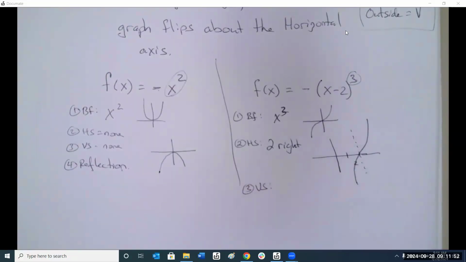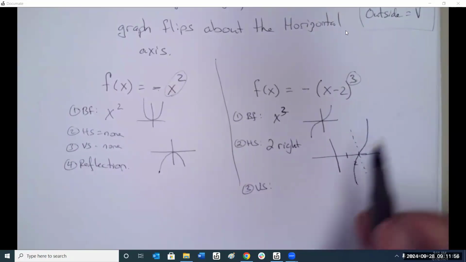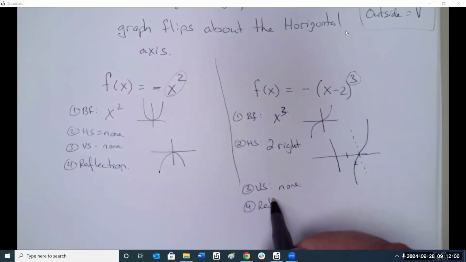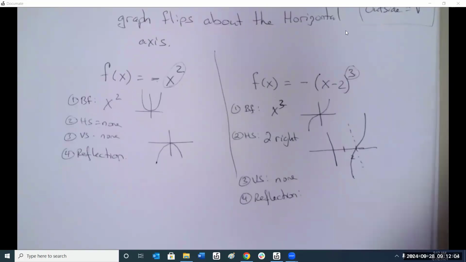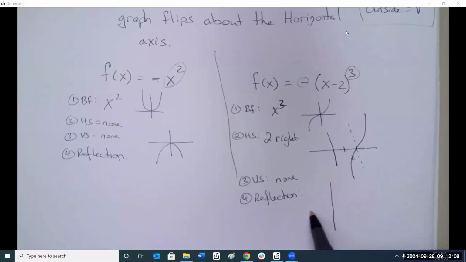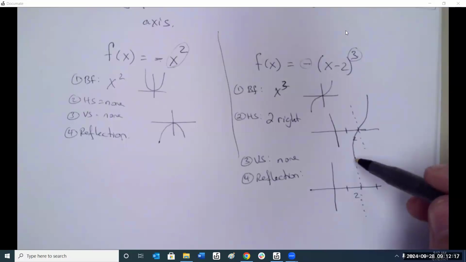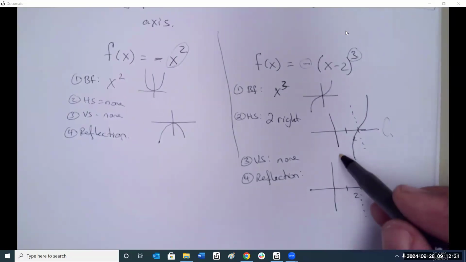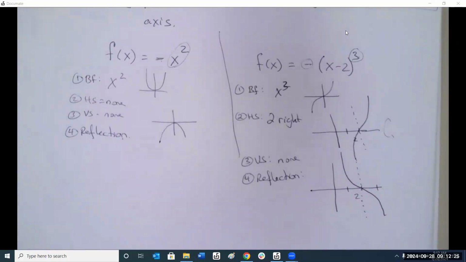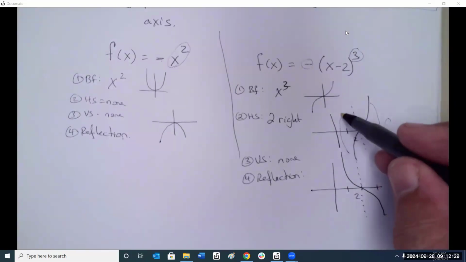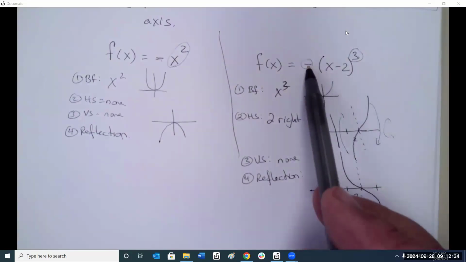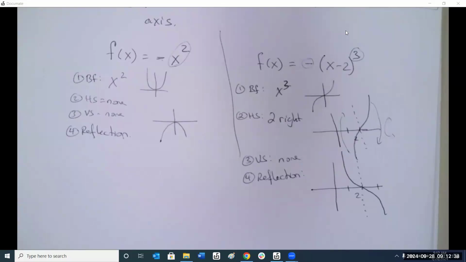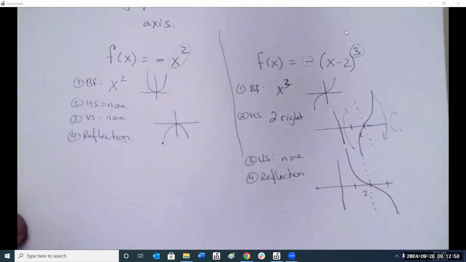Is there a vertical shift? No, there's nothing plus or minus behind it. Is there a reflection? Yeah, that one there. So what we do there, remember that's at 2. Our graph used to be like this, but it got rotated about the x-axis. So now it looks like this. This part goes down, this part goes up. It's now a decreasing function, which is negative. And if we had a vertical shift, we'd shift it that way too. All right, so that's what happens when the leading coefficient changes signs.